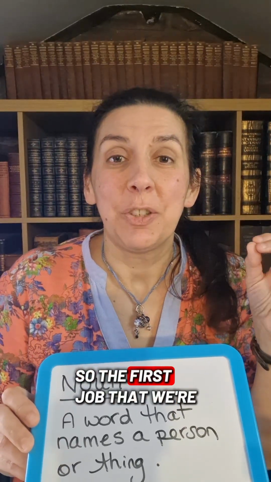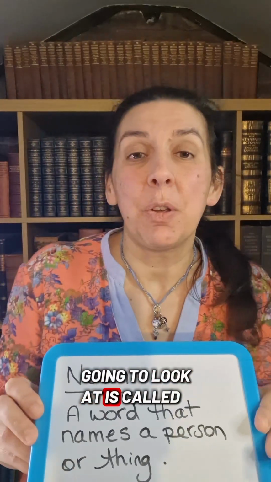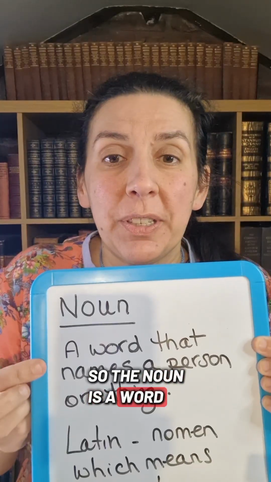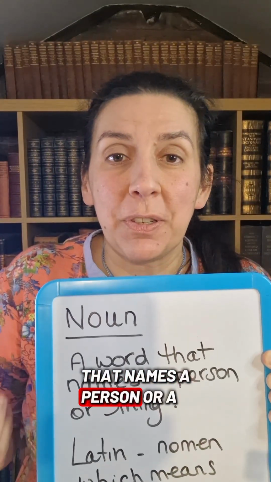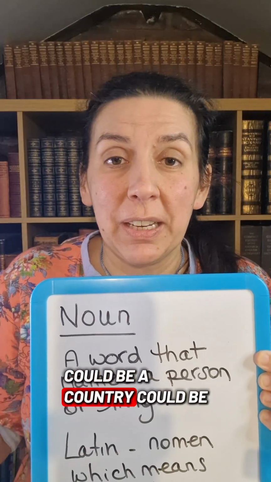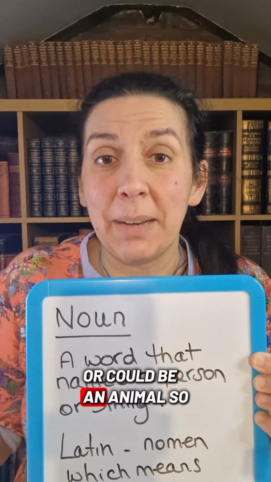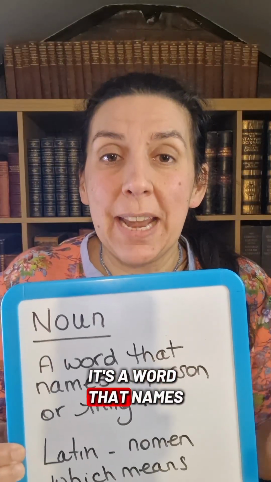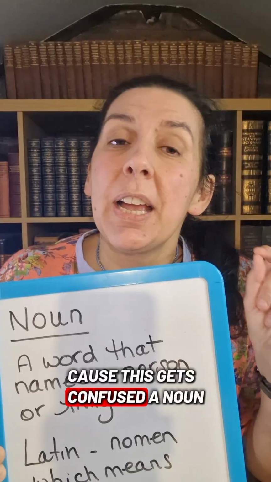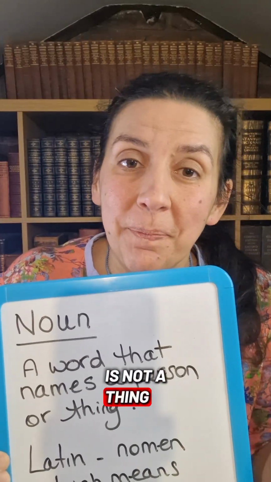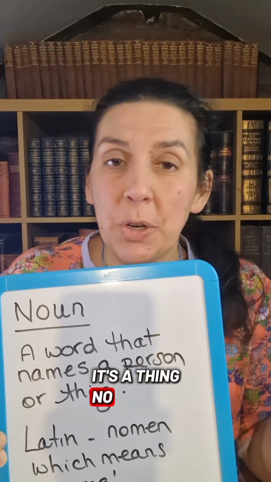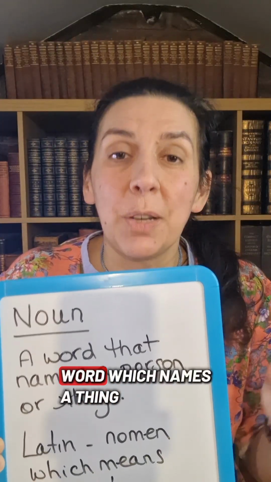So the first job that we're going to look at is called the noun. So the noun is a word that names a person or a thing. Now, a thing could be a place, could be a country, could be anything, or could be an animal. So it's a word that names. Now, I must point out, because this gets confused, a noun is not a thing. So when you ask what is a noun, and they say, oh, it's a thing. No, it's not a thing. It's a word which names a thing.